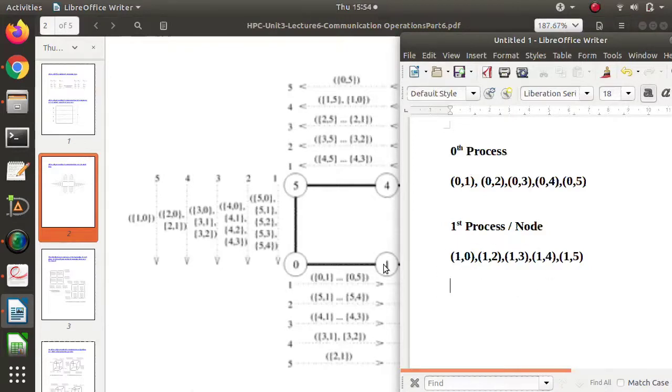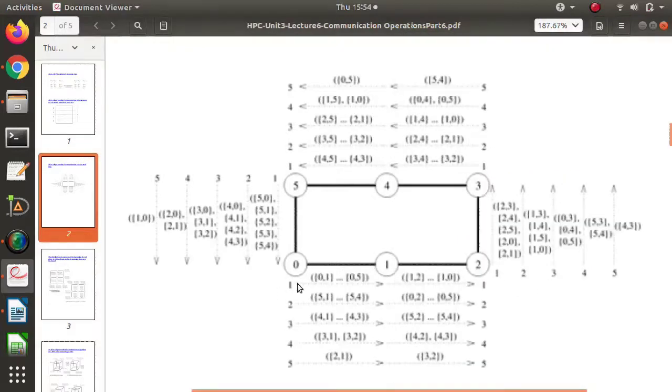Okay. Now in the first step, okay, this is the first step, right? This is the first step that I have told. In the first step, whatever messages the processes have, they will share with the neighboring node. Okay. So any one direction we can go. So we are going in this direction. So we are going in anti-clockwise direction.